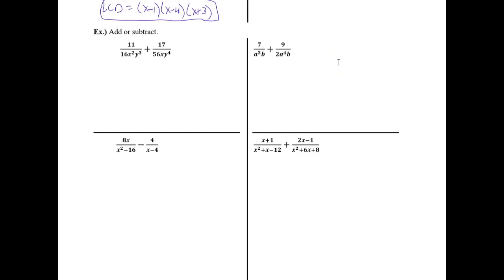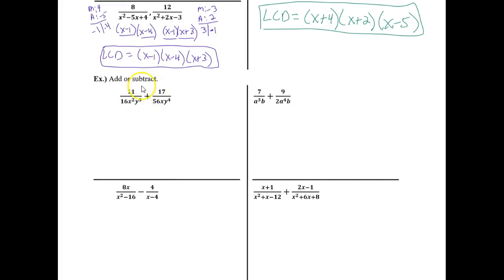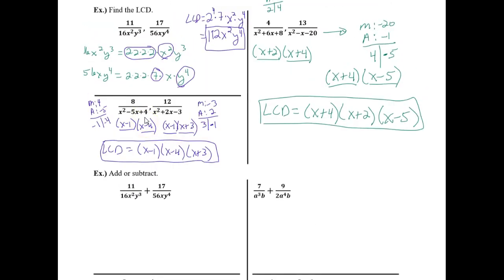Now that we know how to find the least common denominator of rational expressions, we can start to add them. So first we have to find the LCD, and in this example on the left, we already found the least common denominator of 16x squared y cubed and 56xy to the fourth. We found that the LCD was 112x squared y to the fourth.